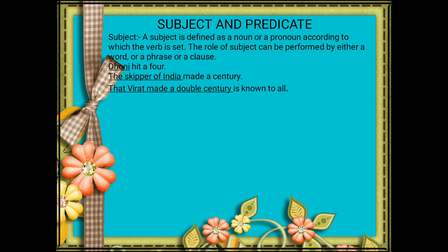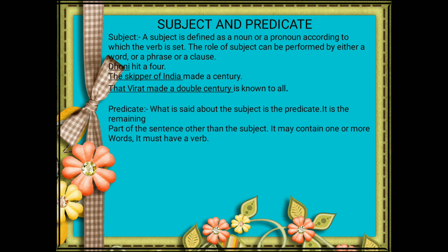Okay, let's read the example. Dhoni hit a 4. The skipper of India made a century. That Virat made a double century is known to all. So in these three sentences, a noun Dhoni, a phrase the skipper of India, and a clause that Virat made a double century are the subjects.